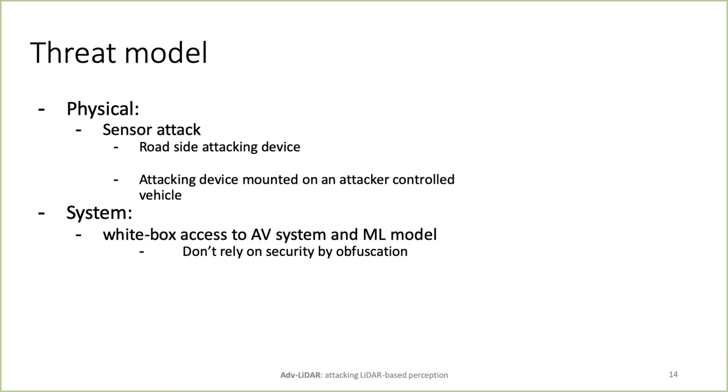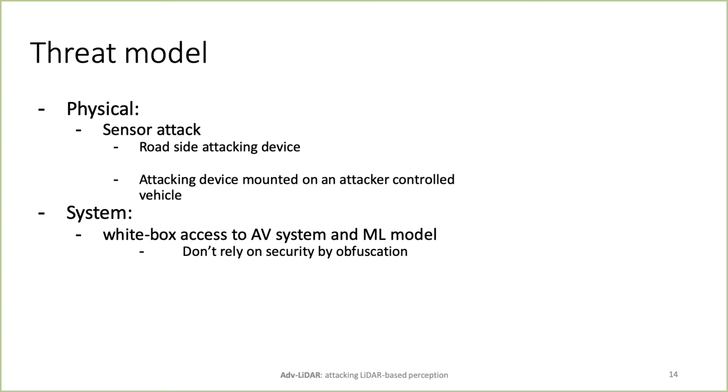So our threat model is that we're going to have a single spoofer, and it's either going to be sitting on the roadside or mounted on some attacker's car in front of the victim vehicle. And we're going to assume that the attacker has full access to, and knows everything about, the AV system and the machine learning model that the autonomous vehicle is using.